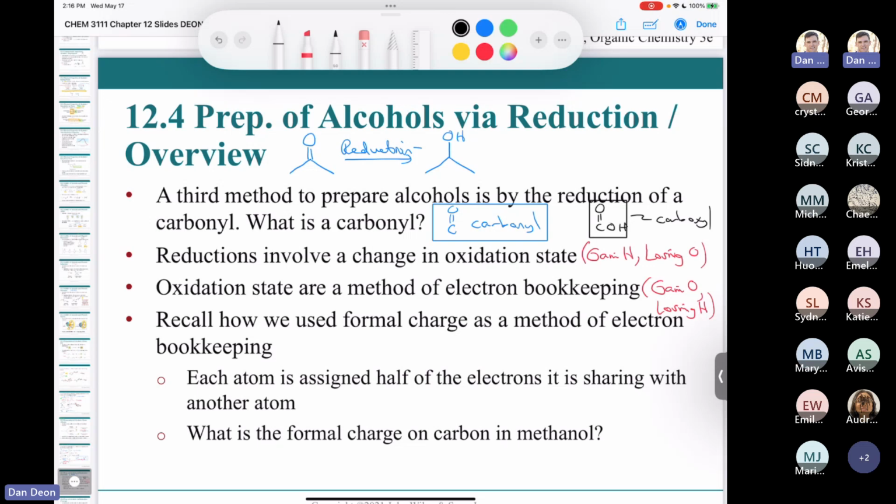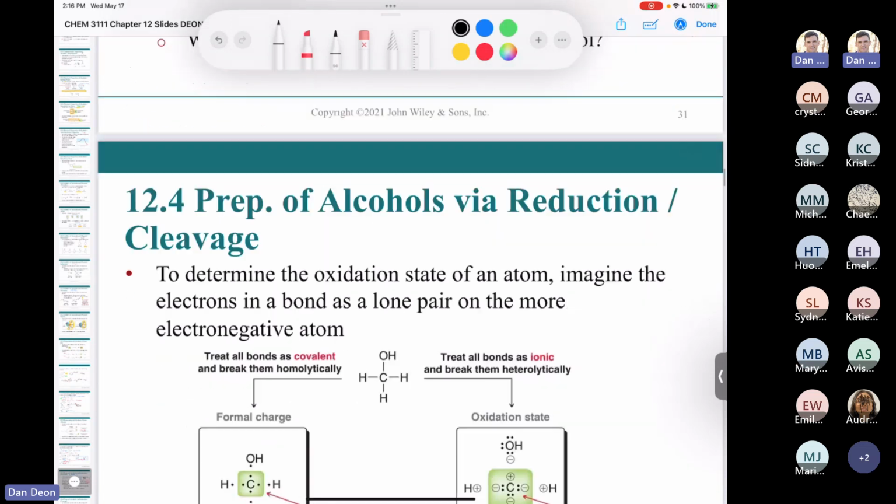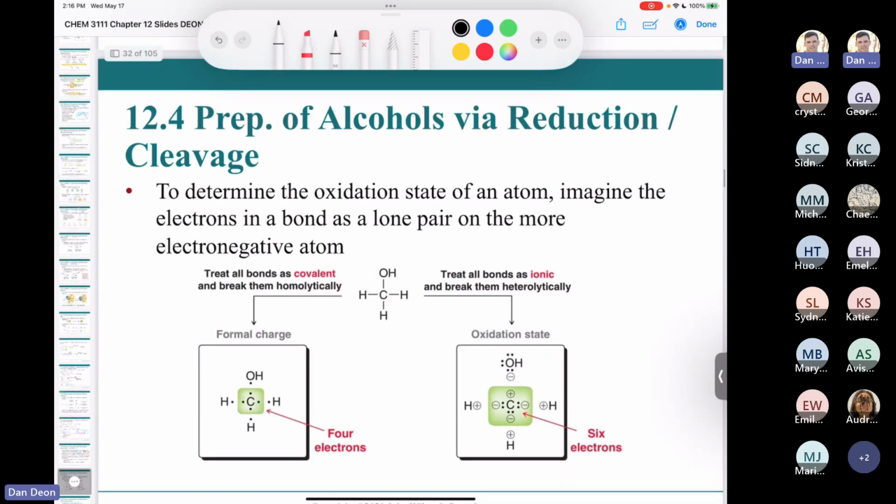So now we're going to take a look at oxidation state, and we're going to compare it to formal charge, because they're both methods of electron bookkeeping. They're both extreme methods. They're both very different. So just to review, going back to your general chemistry 1 days, if you were evaluating the formal charge of this carbon, the formal charge of that carbon is 0. And the way that you calculated formal charge is that when we do a formal charge, we break the bonds homolytically.